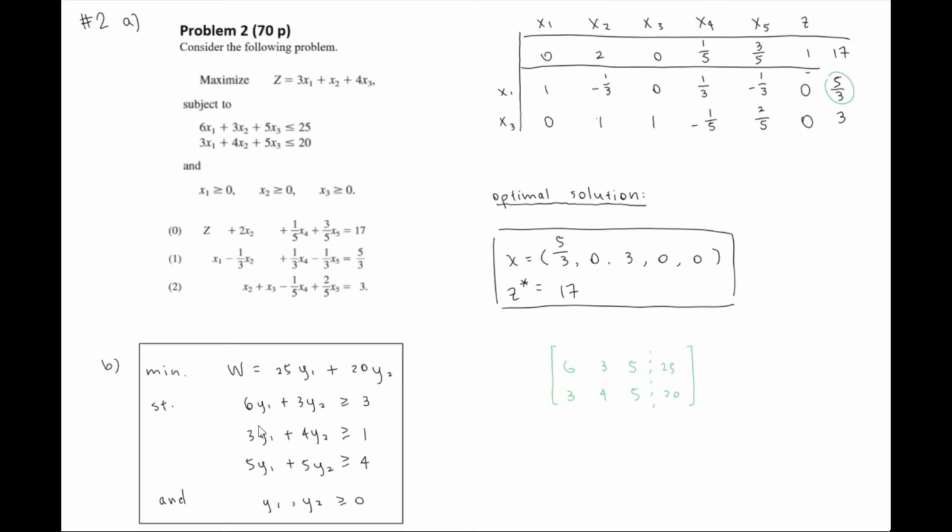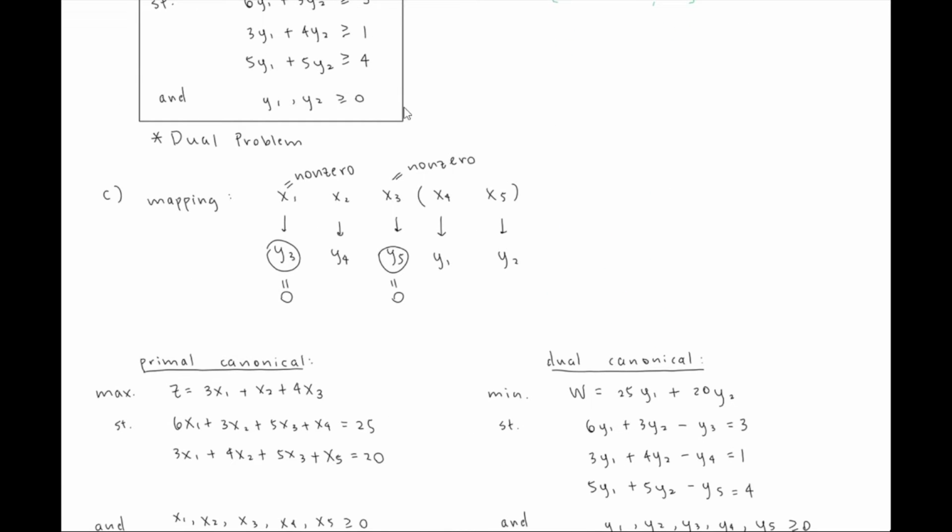Now, where am I getting these coefficients? I'm getting them from the transposed version of this matrix. So 6, 3 corresponds to 6, 3, 3, 4, 3, 4, 5, 5, and 5, 5. Now the 3, 1, and 4 are from the original primal problem's objective function coefficients, and that's where you get those. And of course, don't forget to add on the greater than or equal to 0 constraint for all of your y variables. And that is our dual problem.